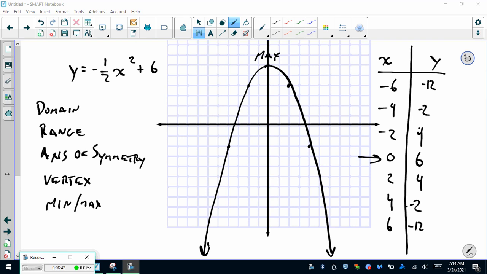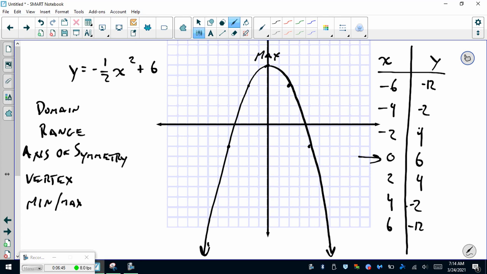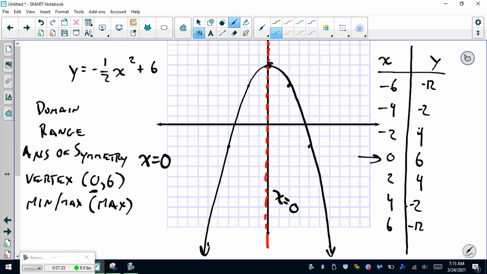Your axis of symmetry? Well, let's get the big ones out of the way that we know straight from the graph. Your vertex is right here. Your vertex is 0, 6. Your minimum or maximum is going to be a maximum. Your axis of symmetry: there's a formula for it, which I can go over if we need to, but what you're looking for is where you can split this graph down the middle. Easiest thing to say about your axis of symmetry is it is your x coordinate. So in this case, you can say x is equal to 0. This is the line x is equal to 0.